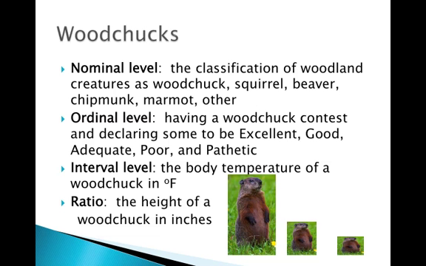Interval level, the body temperature of a woodchuck in degrees Fahrenheit. In degrees Fahrenheit, there is 0 degrees, but it doesn't mean an absence of heat. So it is only an interval level measure. Degrees Kelvin is a ratio measure because 0 degrees Kelvin means the absolute absence of heat. So Kelvin would be the only one that is a ratio level as far as temperatures go. Celsius and Fahrenheit are both interval level.